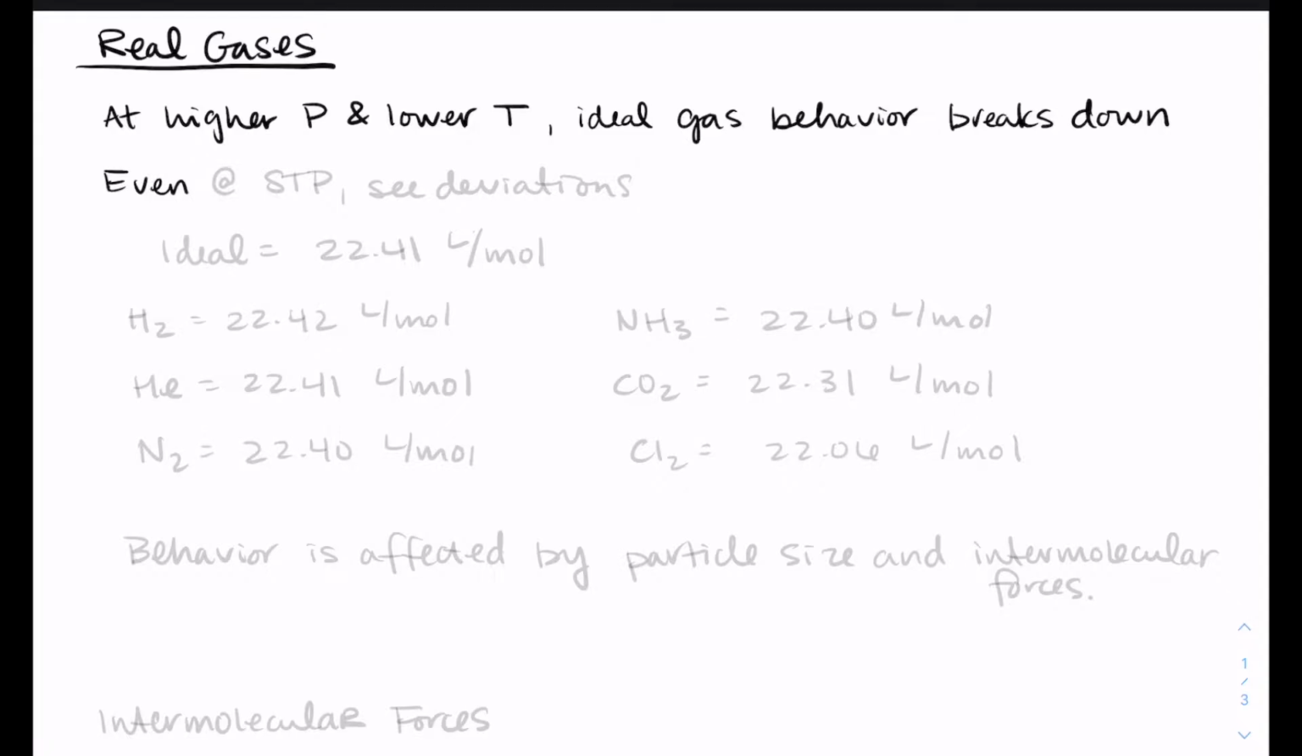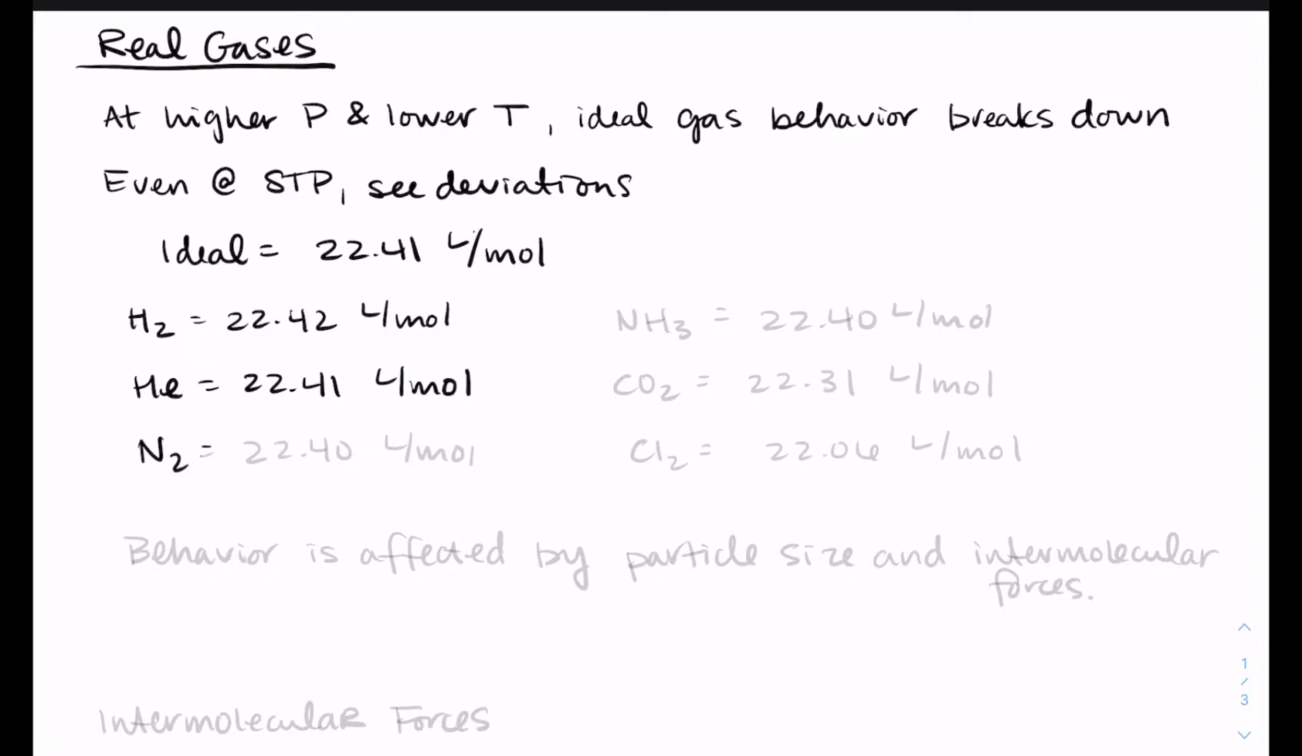The ideal situation is that we would have 22.41 liters per mole. This is that molar volume that was in one of the earlier videos. So if your gas is behaving perfectly ideally, the volume per mole should be 22.41. H2 has a molar volume of 22.42. So that's actually quite good. Helium 22.41, nitrogen 22.40. That's not too bad.